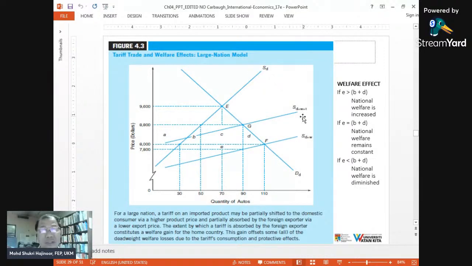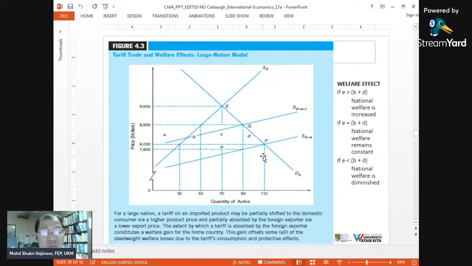So again, I'm correcting the notation for the graph. SW plus ROW, SW plus ROW plus the T. So let's begin. This is autarky. Okay, begins free trade. This is free trade. The point of free trade is the domestic demand and the supply of the world. F is free trade.